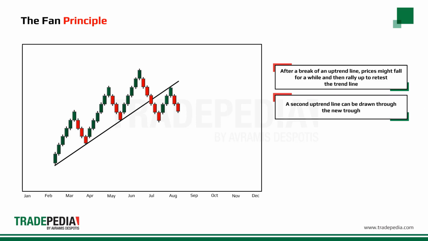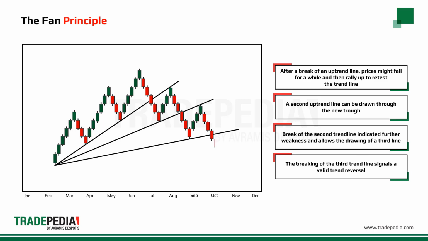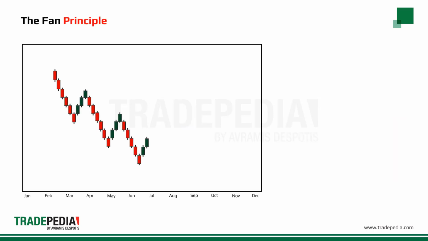A second uptrend line can be drawn through the new trough. The break of the second trend line indicates further weakness and allows the drawing of a third trend line. The breaking of the third trend line signals a valid trend reversal.